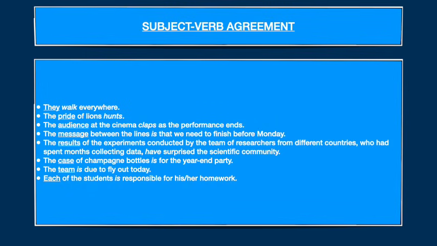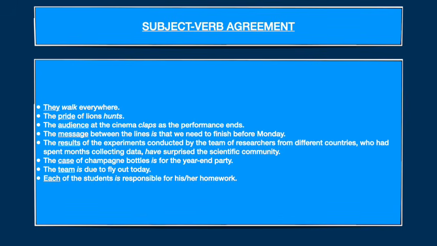So here are a couple of examples. Now these are all correct, but you'll see that some of them don't look right. They look a little bit strange. And that's because, like I was saying, we sometimes gloss over the errors when we're reading or when we're speaking. So if we have a look at the first one, they walk everywhere.